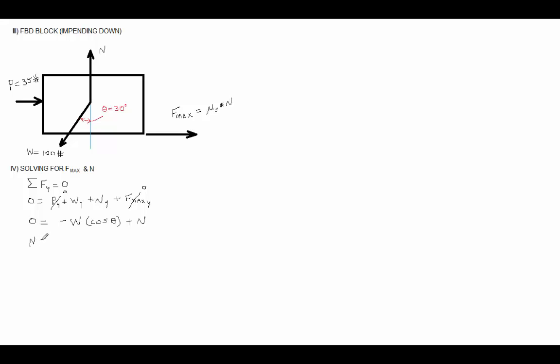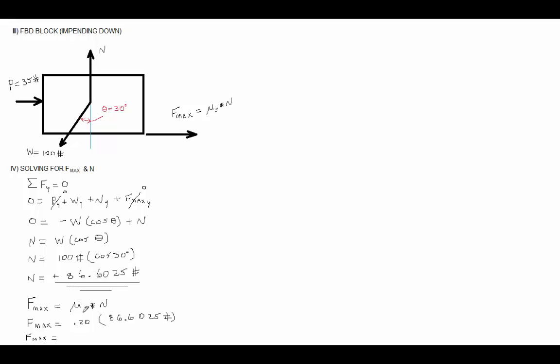Solving for n, now I can plug the numbers in, and we'll find that n equals a positive 86.6025 pounds. So now that we see what n equals, we want to solve for F max. So F max equals mu s times n. And we'll find that F max is 17.3205 pounds.